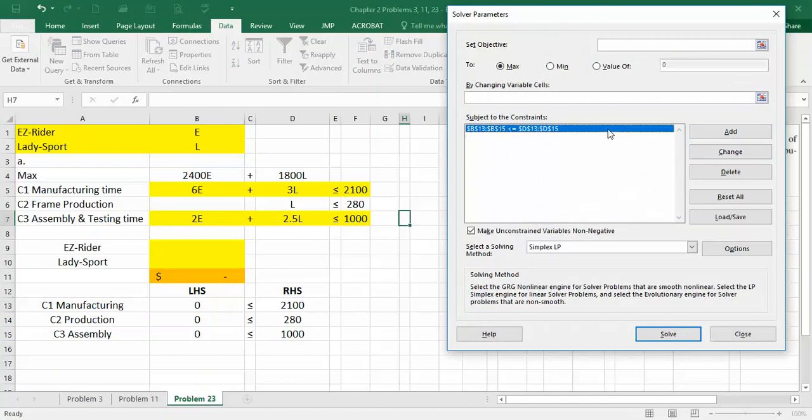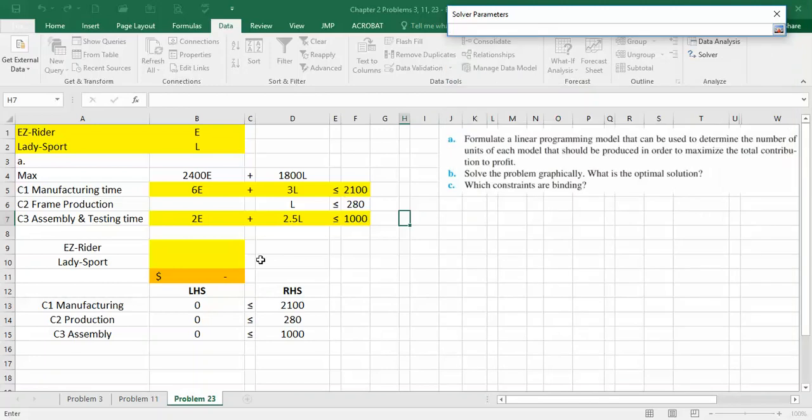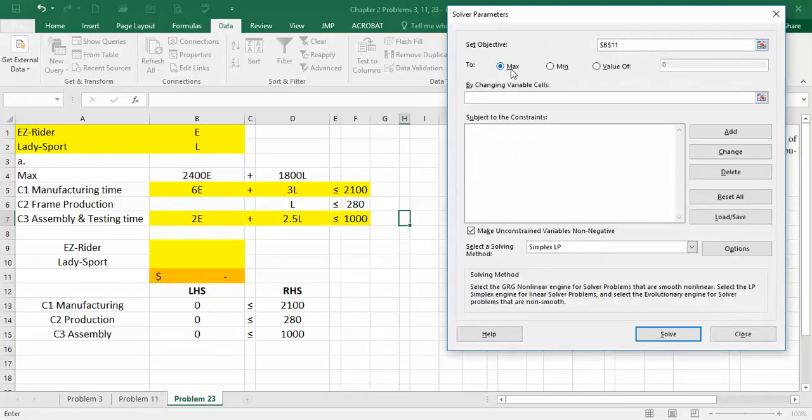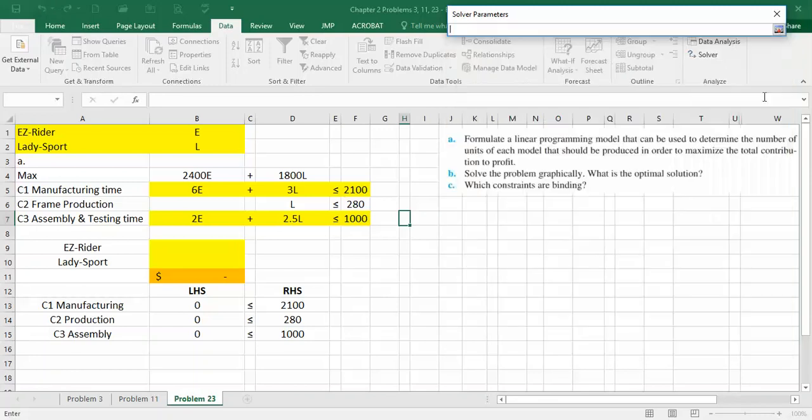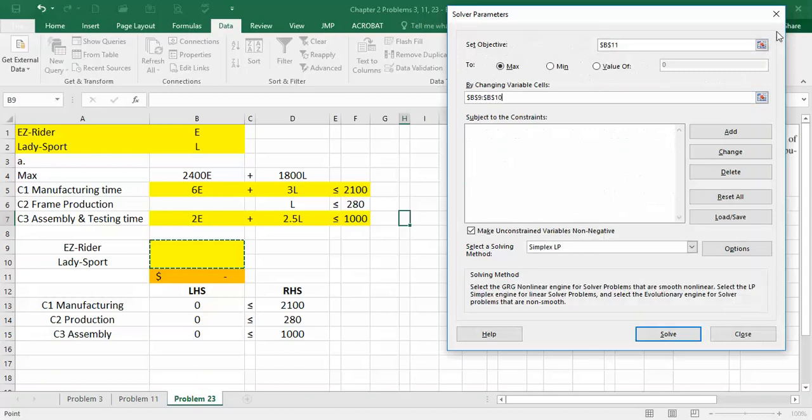Instead of adding one by one, I'm just deleting all this, since all these constraints are the same type, they all have to be less or equal, I'm going to show you how you can do that faster. So let's set your objective. Your objective is right here. You want to know how much money, and you want to maximize that value, correct? And you're going to change, which I did this before, the cells, Easy Rider and Lady Sports. So solver has to work with these values to give me the maximum value.